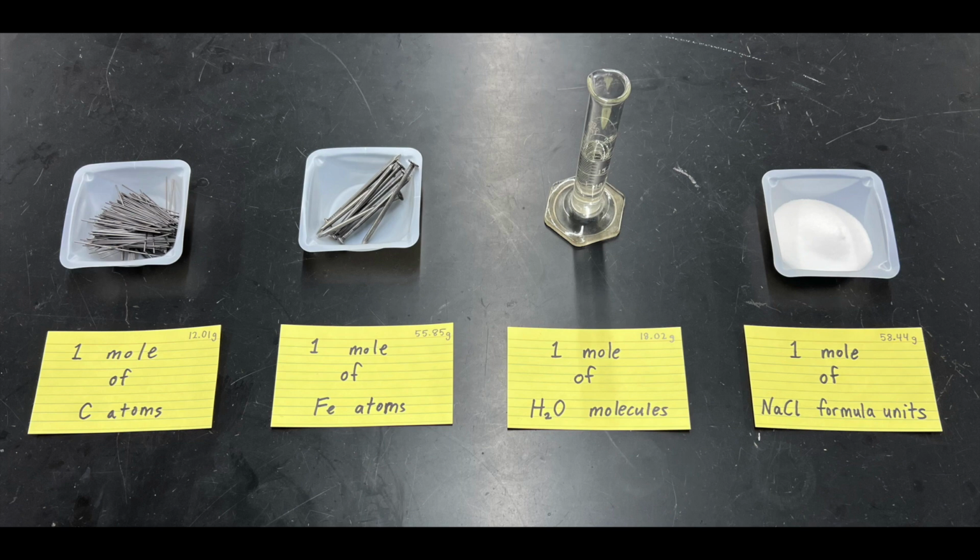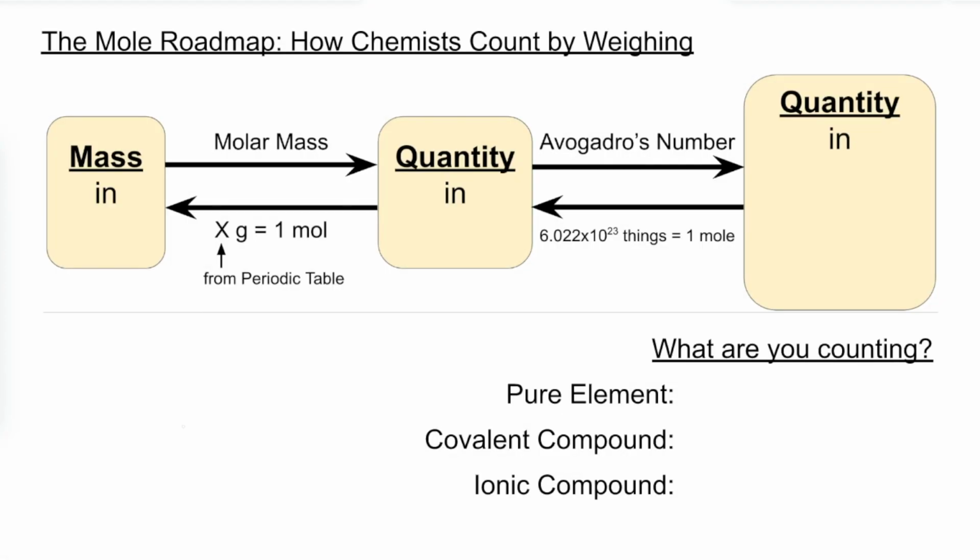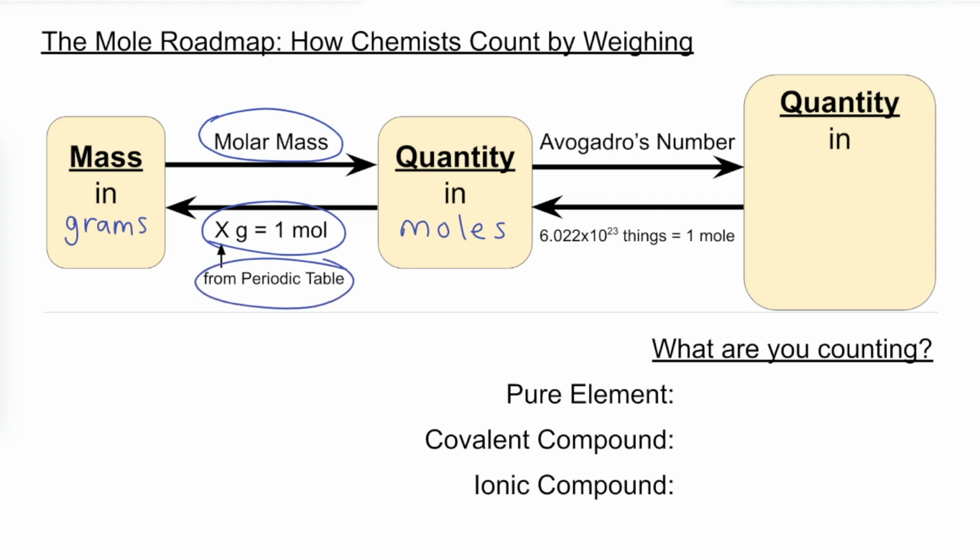So we see 1 mole of carbon atoms, 1 mole of iron atoms, 1 mole of water molecules, and 1 mole of sodium chloride. It's not intimidating at all. 1 mole is an easily measurable quantity in the lab. We just go to the periodic table to see what its mass would be for that particular material. The entire mole concept is about counting chemical quantities. Typically in the lab, you can measure the mass of a sample in grams very easily. From that sample, using the molar mass, we can convert quantity in moles. Again, we get the molar mass straight from the periodic table.